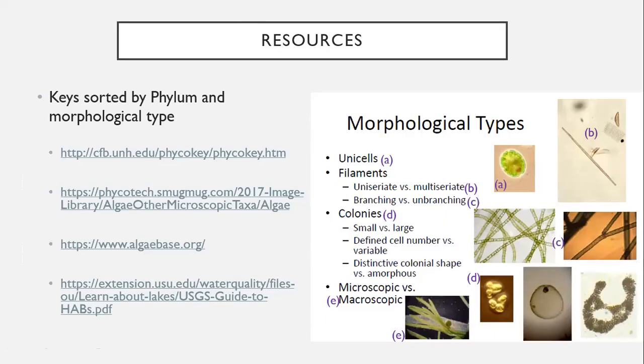All right, so some key resources here that I use a lot to help identify the different plankton are these FICO keys, and the Phycotech SmugMug account is really helpful as well. They're all photo accounts, and I can show you those links, but they're sorted by phylum and then also morphological type. So I have this slide here I borrowed of morphological type examples.